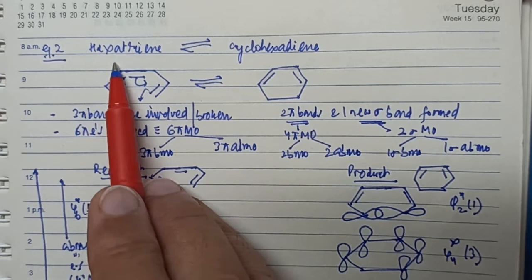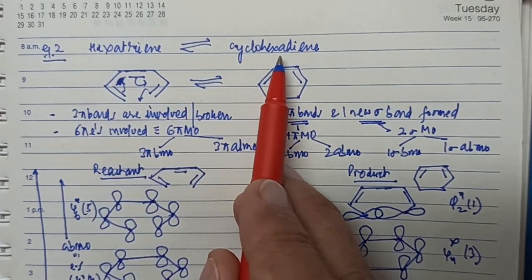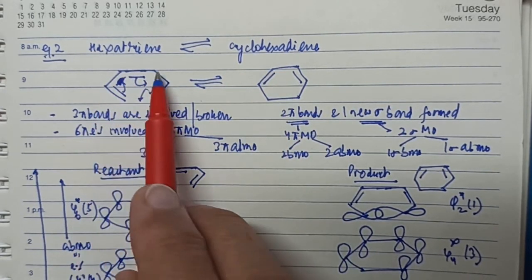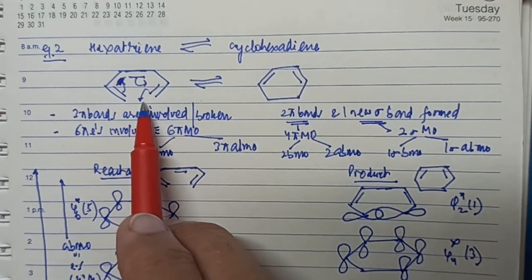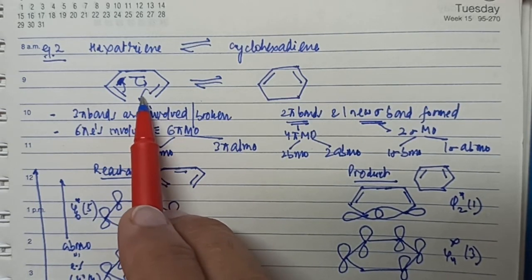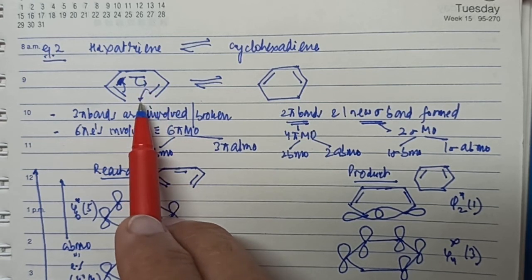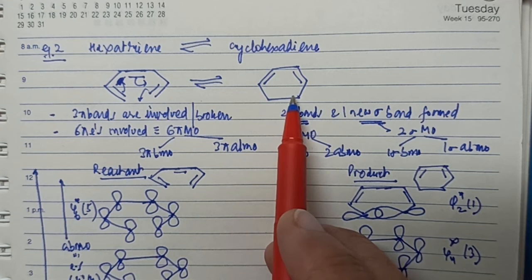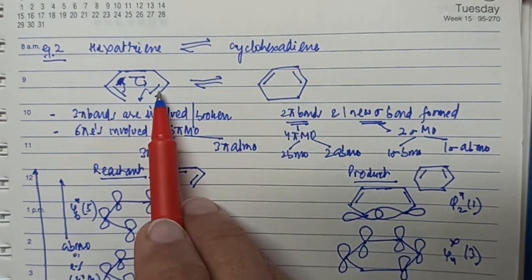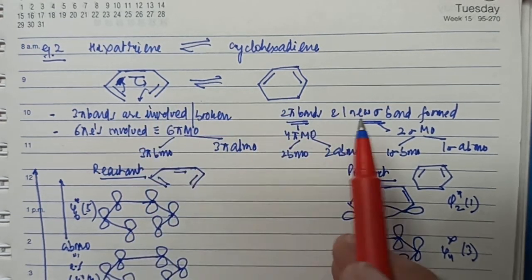This example is the hexatriene cyclohexadiene interconversion. We know hexatriene is a 3 pi bond, 6 pi electron system. This undergoes electrocyclic ring closure. You know how to form the product. We just need to move the bonds, and once you move the bonds, you'll end up with the formation of this cyclohexadiene system. Now, considering the reactant side, which bonds are broken?